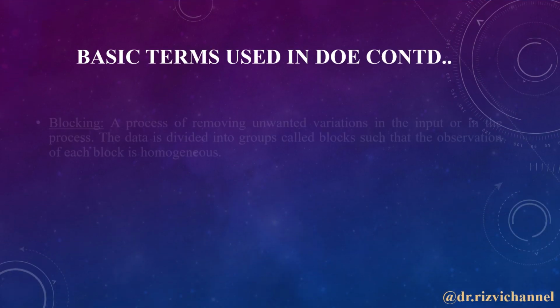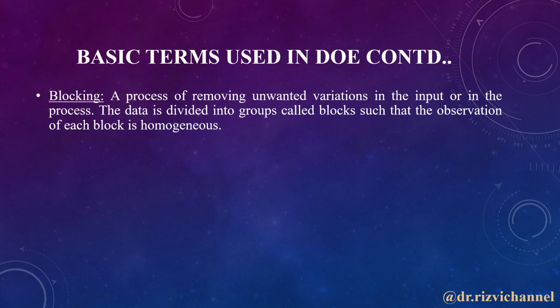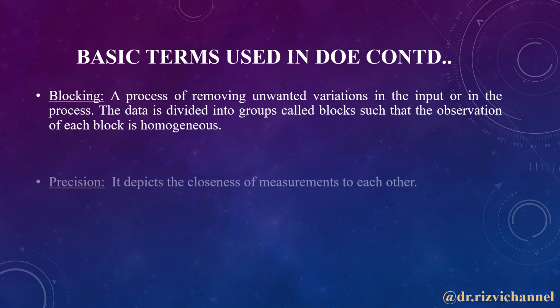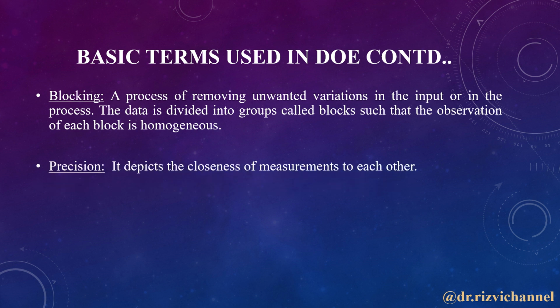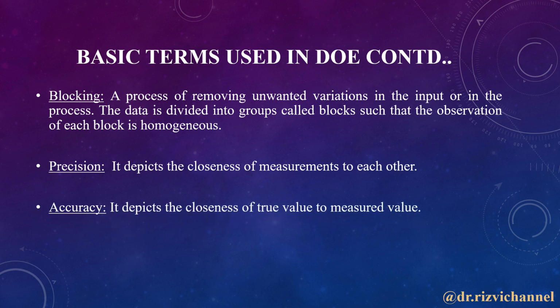Next is blocking. Blocking is a process of removing unwanted variation in the input or in the process. In this, the data is divided into groups, and these groups are called blocks, such that the observations of each block are homogeneous, that is, similar. Next is precision. It depicts the closeness of measurements to each other. Each tested value must be close enough. Then the term is known as precision. And when the measured value is close to the true value, then it is known as accuracy.